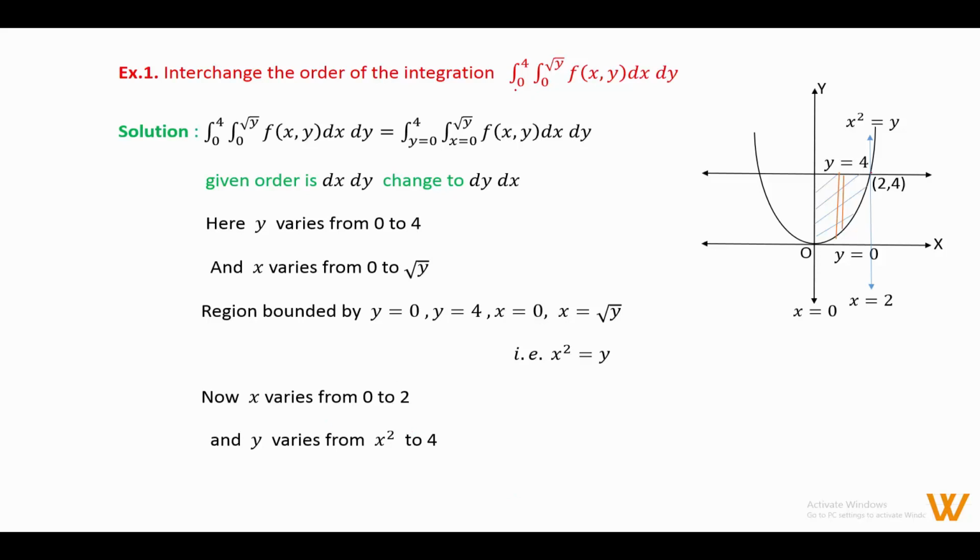And therefore the given integration, 0 to 4, 0 to root y, f of xy dx dy, is equal to integration with limit 0 to 2, next integration with limit x square to 4, f of xy dy dx. This is the required answer.